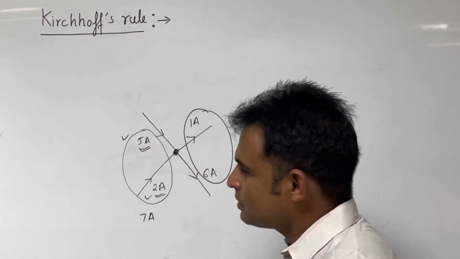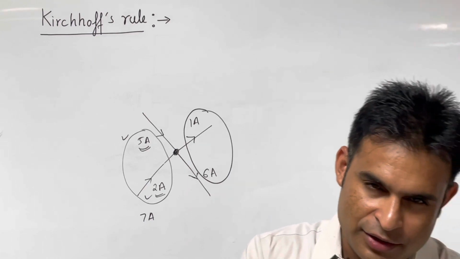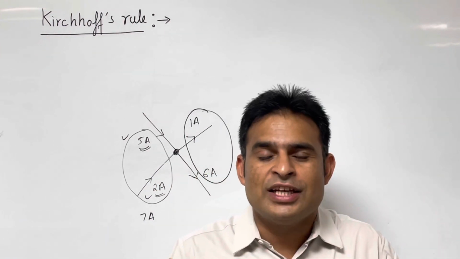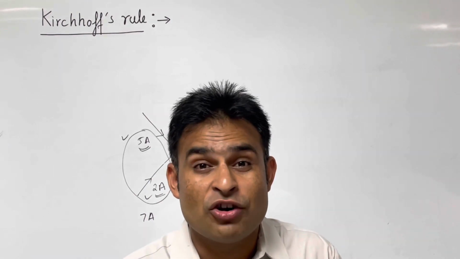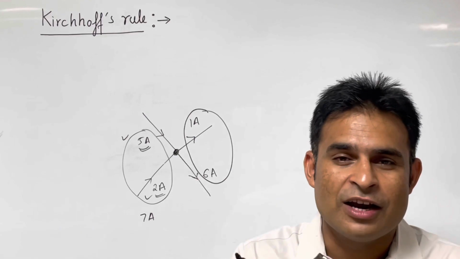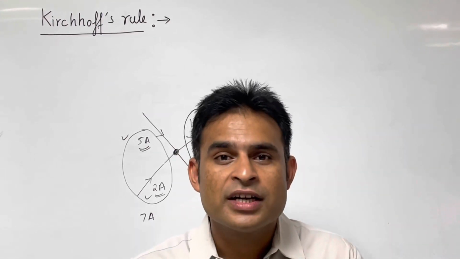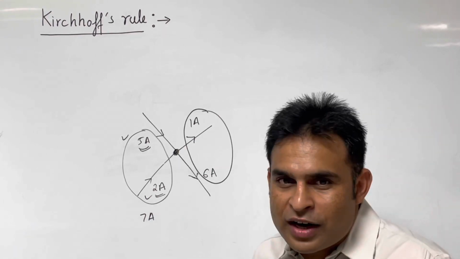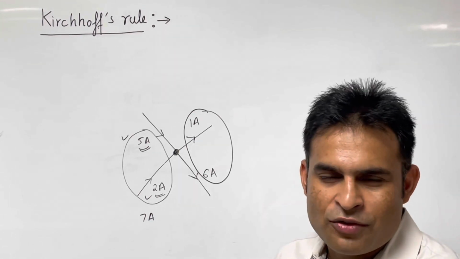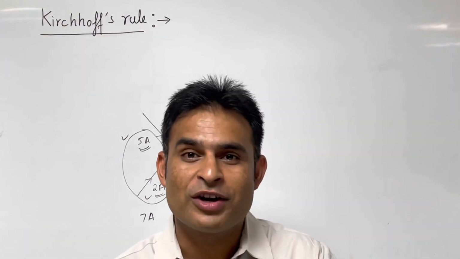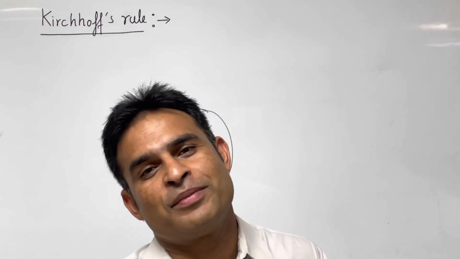So this is a very simple network. Let's apply this KCL. This is also called KCL, Kirchhoff current law. The first rule of Kirchhoff is also called KCL. KCL means Kirchhoff current law. What is the meaning of this Kirchhoff current law? Simple, exactly the same thing I said. Incoming current should be equal to outgoing. Whatever incoming current is there, the same amount of current will leave.